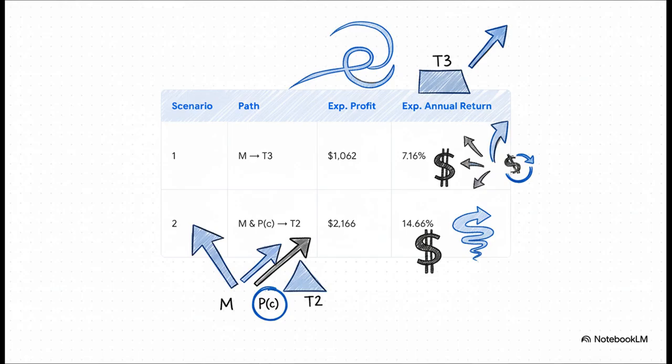That projected a profit of about $1,062 for an expected annual return of 7.16%. Then there's Scenario 2. This one assumed entries at both M and P of C, with an exit at a different target, Apex N. This scenario projected a higher profit of over $2,000, with an expected annual return of 14.66%.